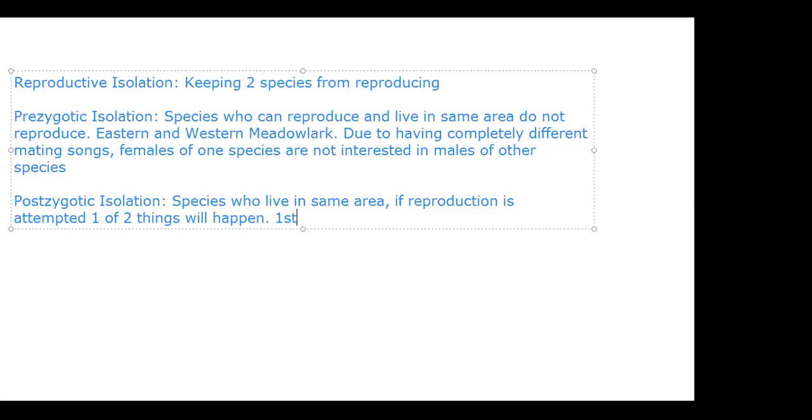The first is that the embryo will not make it to term. Essentially, it's just impossible for them to have any sort of baby, and so the embryo will get washed out as per usual when the organism goes into its menstrual cycle. So that's one thing that can happen.